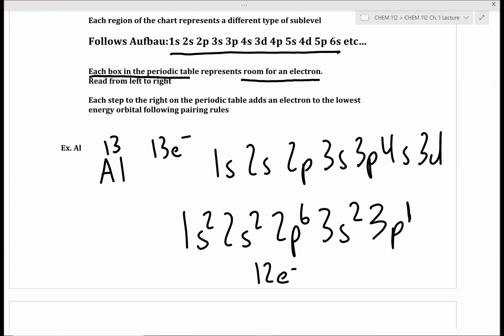You're more than welcome to generate an orbital box diagram and then fill it using the method discussed earlier. Everyone okay so far? Let's check our time. We're out of time for today, but we'll continue on with this next class session.